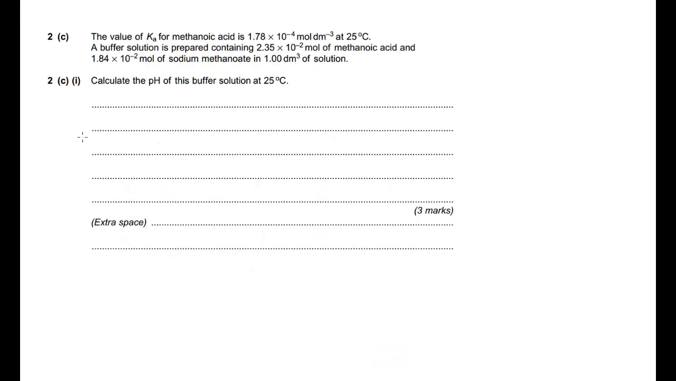So first example. Right, here's the first example. Have a go working through this now. See how you get on. So this is a fairly straightforward buffer calculation, like the first one that I showed you. All we're looking for here is simple assumptions, and then a simple use of the expression of the acid dissociation constant.